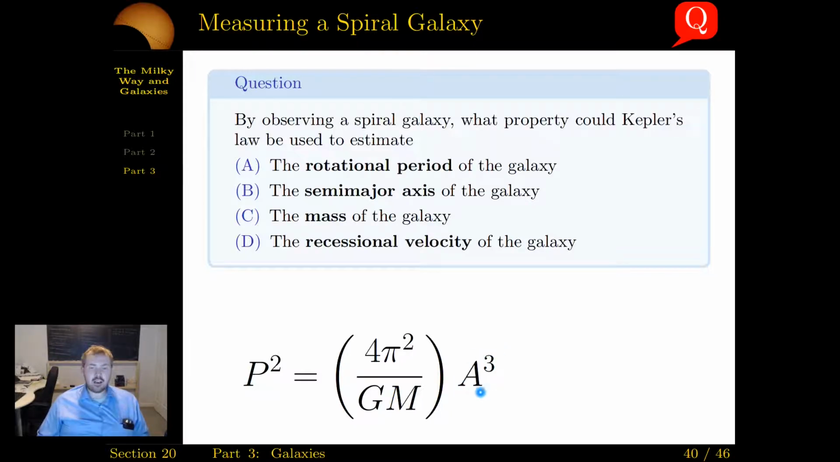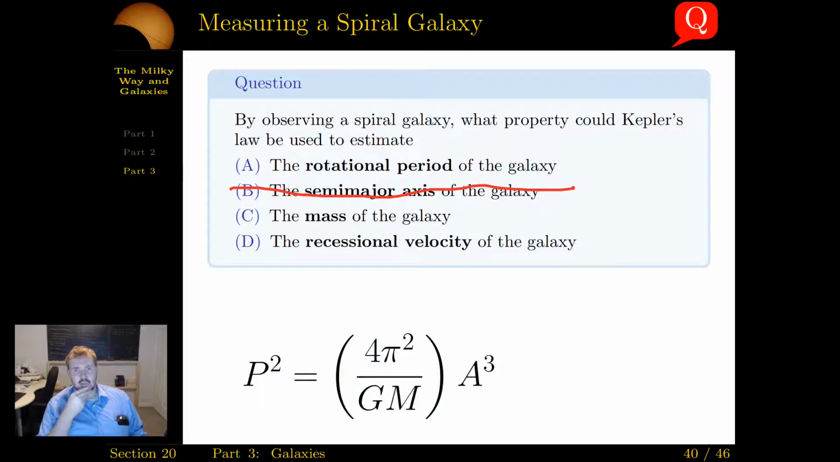When we look at the galaxy, we can immediately identify its diameter. We look at the distance between all these different stars from edge to edge, and so we can get the size of it without needing Kepler's law. So, boom, we're getting the semi-major axis. What about the rotational period?